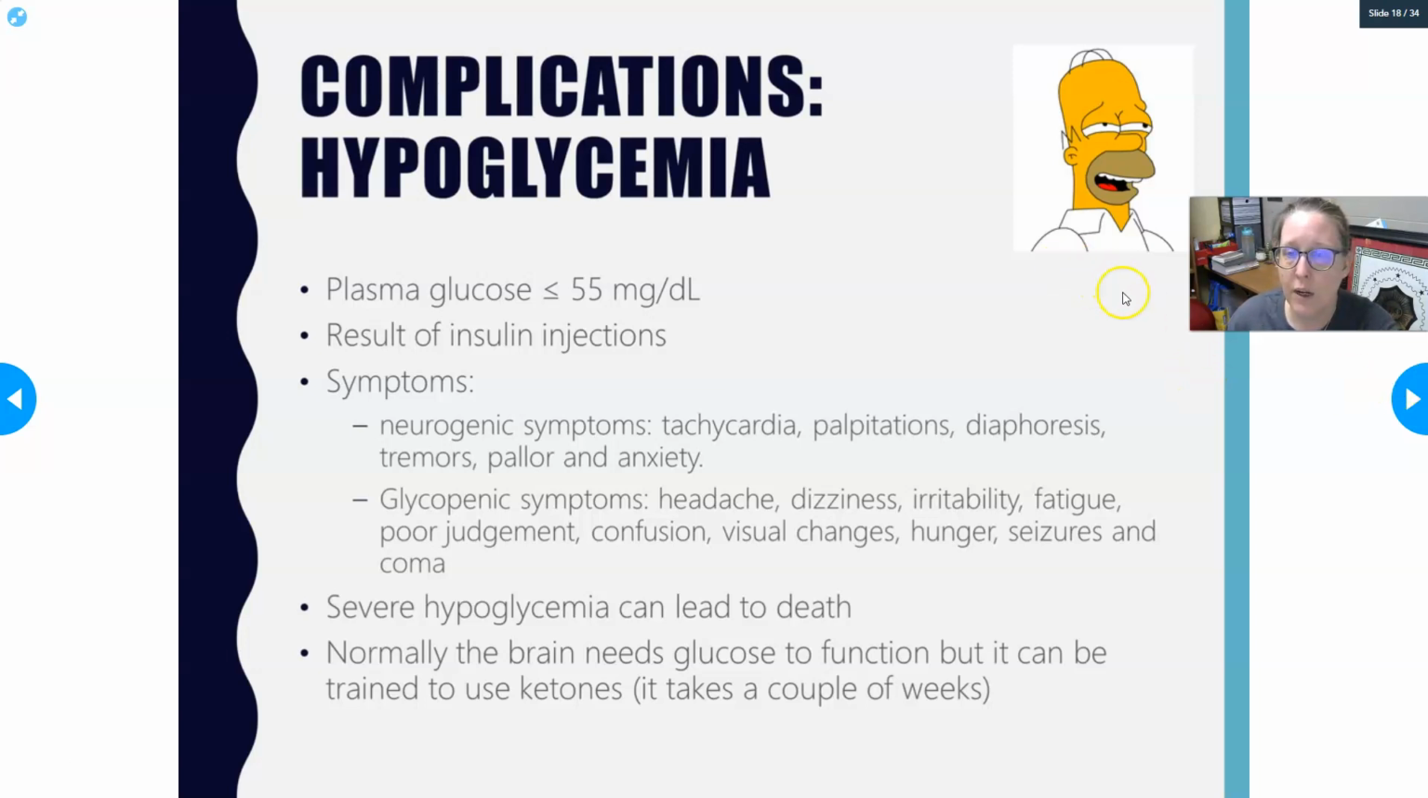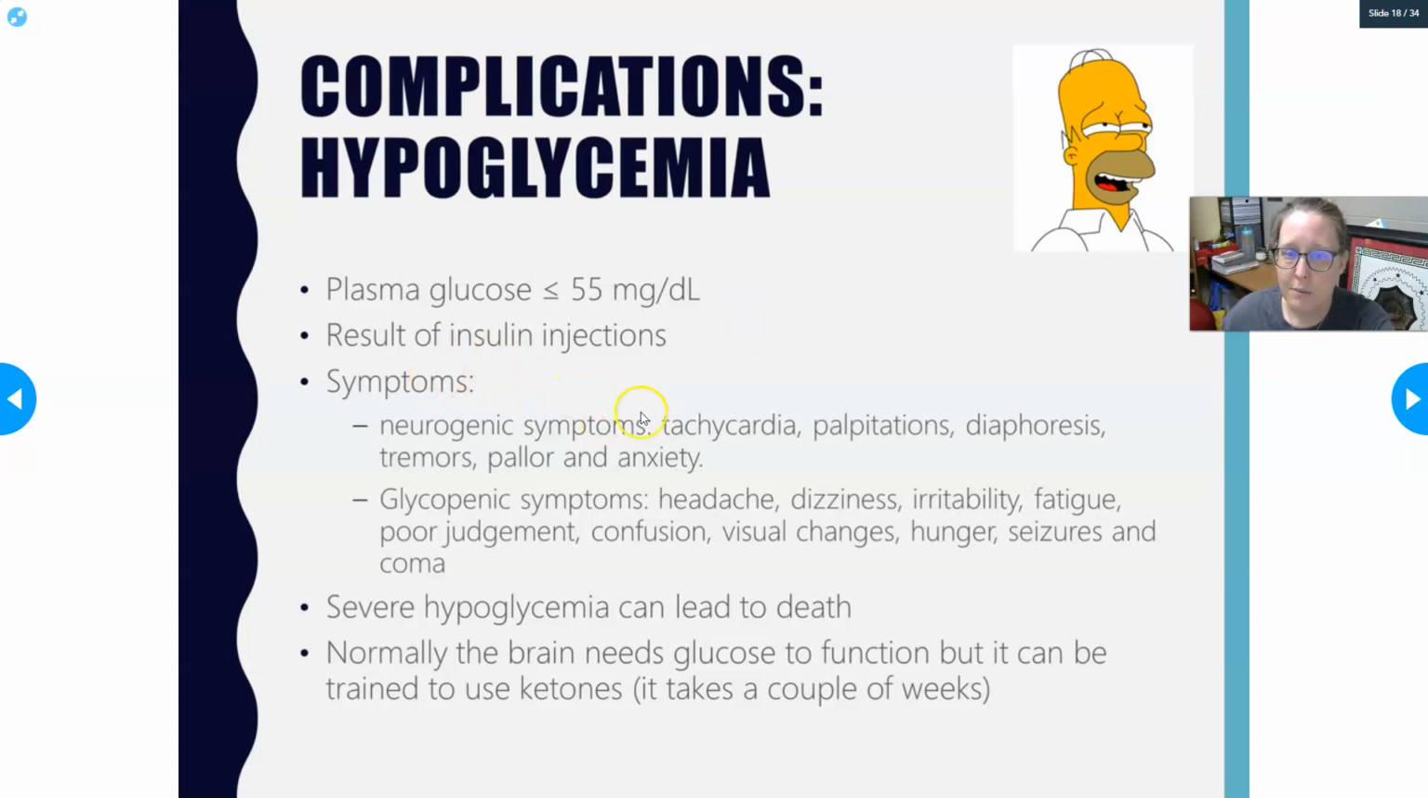Okay, so one complication of diabetes can be hypoglycemia, which is really weird. It's a blood sugar that's too low instead of too high. Any plasma glucose less than 55 is considered hypoglycemia. And this can be the result of insulin injections. It can also be the result of taking some of the oral meds but then not eating or skipping breakfast.